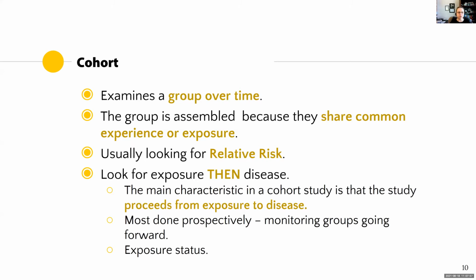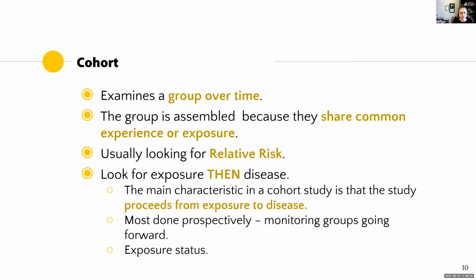Now, a cohort study generally examines a group over time. This group is assembled because they share a common experience or exposure. Generally, you're looking for relative risk. You can calculate odds ratio in a cohort study, but I always want to see the relative risk. If it doesn't have relative risk, it's immediately going to give me Spider-Man tingly senses. I want to know why they did not calculate relative risk.